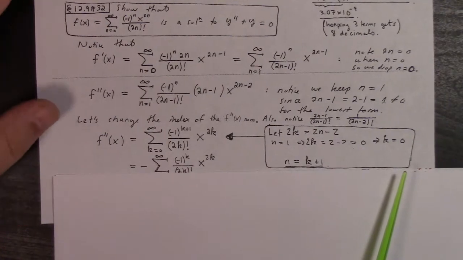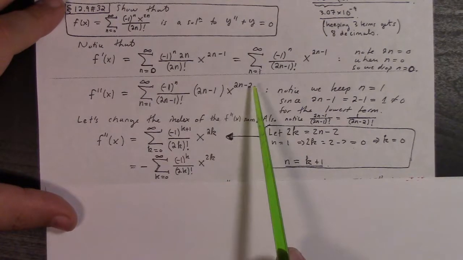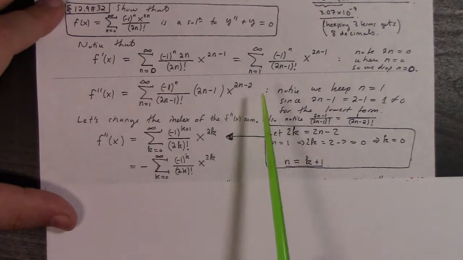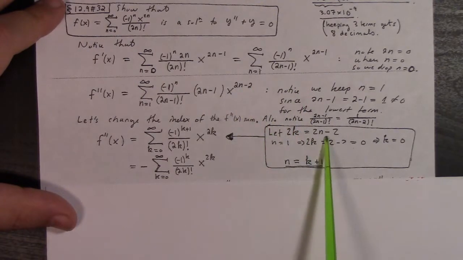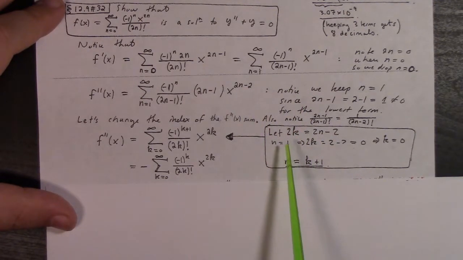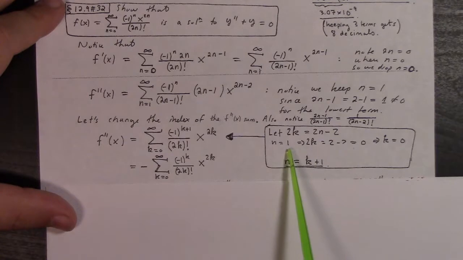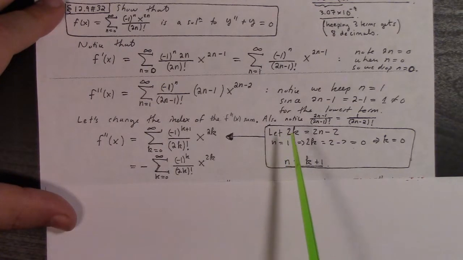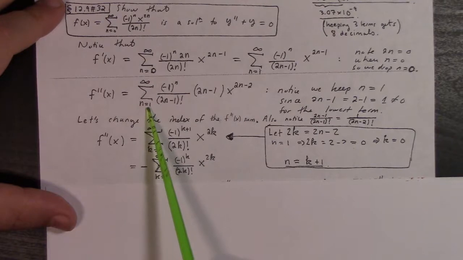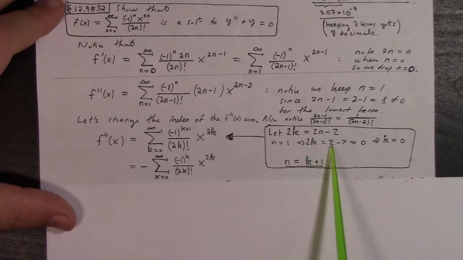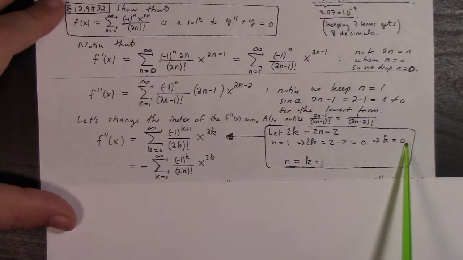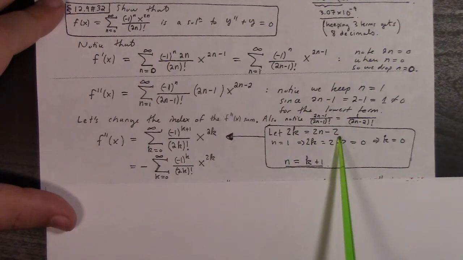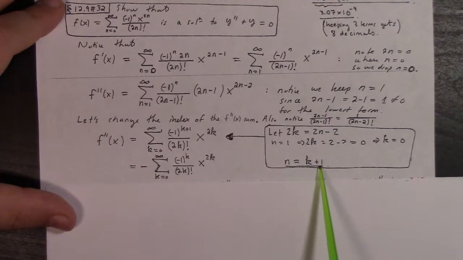And then finally, let's see here what's next. I'm going to make a substitution of 2k equals 2n minus 2. And when I do that, n equals 1 is the lowest thing here. Put in n equals 1, that gives us 2 minus 2, which is 0, so k equals 0 with the substitution of 2k is 2n minus 2, which is otherwise known as n is equal to k plus 1.